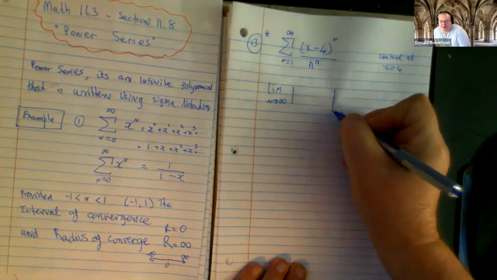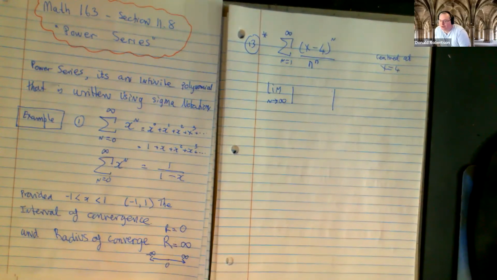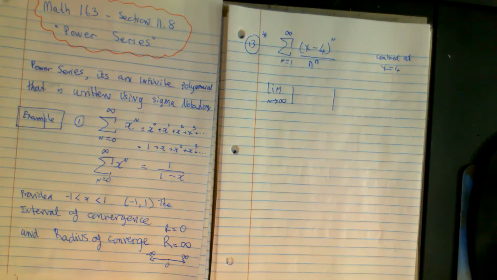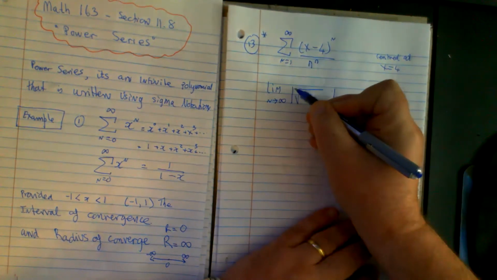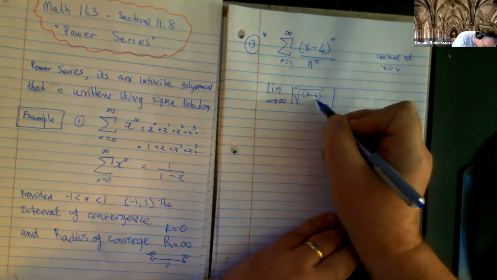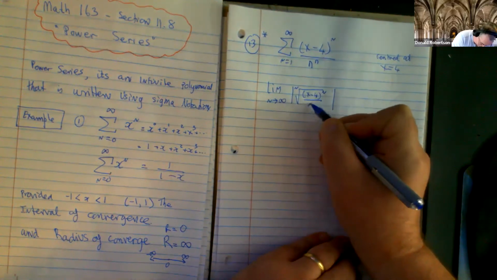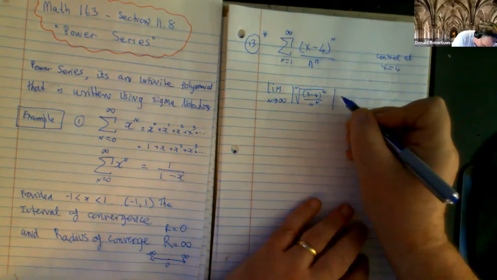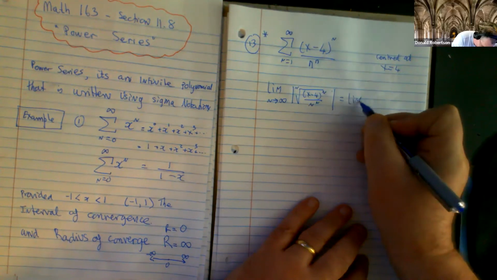Can anybody tell me what test I am going to use? 99% of the time, I would use the ratio test. Technically, I could use the ratio test on this, but it would be really ugly. What about the root test? Because it has the same n root that's shared on both top and bottom. Agreed. Now let's see what happens. It becomes a limit as n tends to infinity.